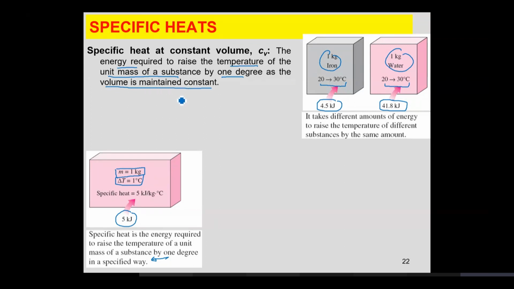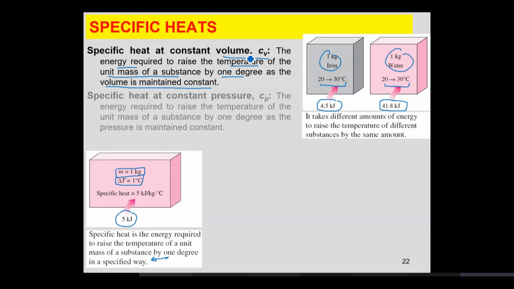So at constant volume, the energy required to raise the temperature of a body having one unit mass by 1 degree is basically defined as CV, which is the specific heat at constant volume. And another way is the energy required to raise the temperature of unit mass of a substance by 1 degree under the constant pressure process. This is known as CP or specific heat at constant pressure.